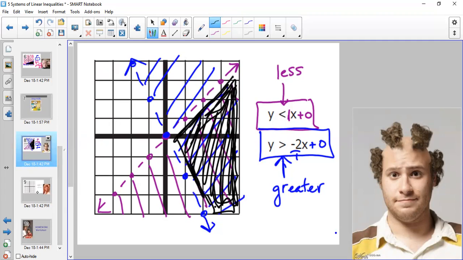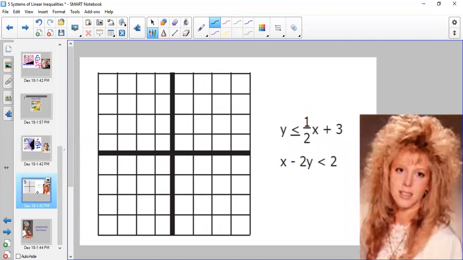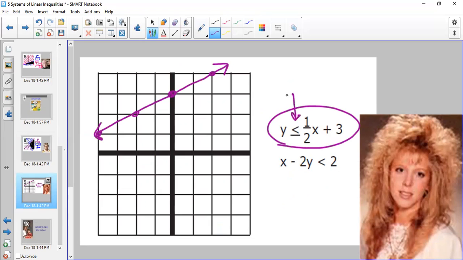All right, one last one. And if you haven't realized the theme yet today, it is crazy hairstyles. So we're going to start with the first one here. I'm going to start up at 3. My slope is 1/2, so up 1, right 2, or down 1, left 2, down 1, left 2. This one was equal to, so that means solid line. We see that symbol, which is a less than symbol, so that means we're going to shade everything below that.